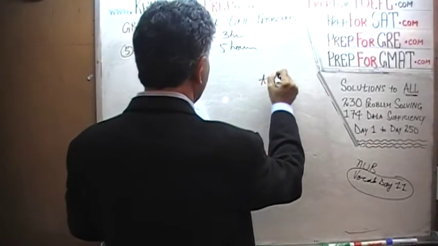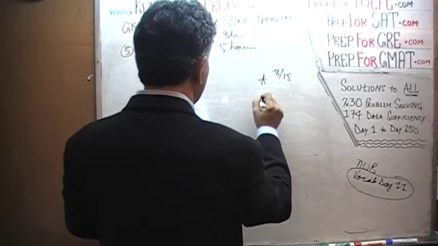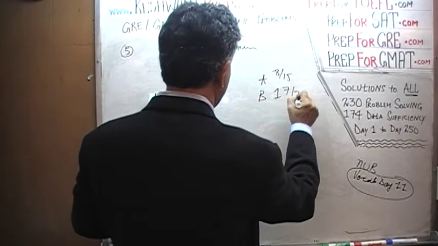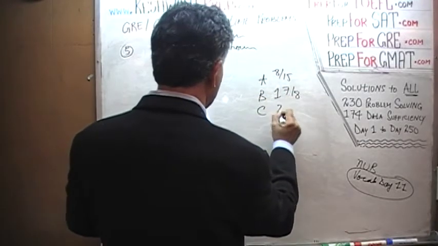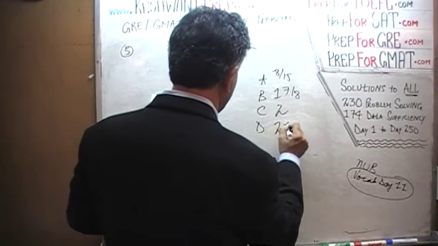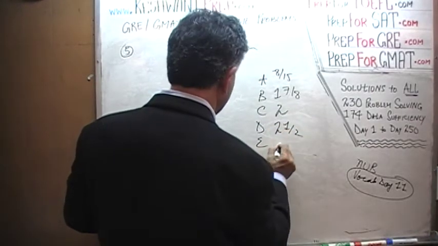A is 8/15. B is 7/8. C is 2. D is 2.5. And E is 4.